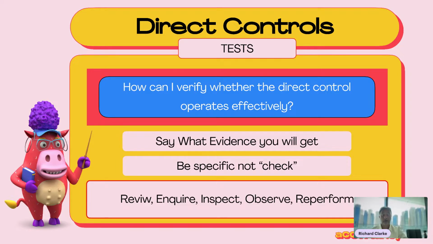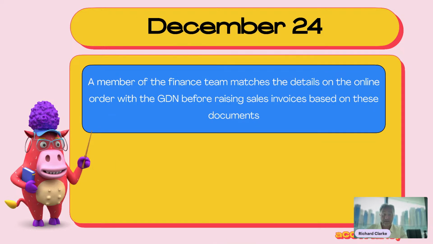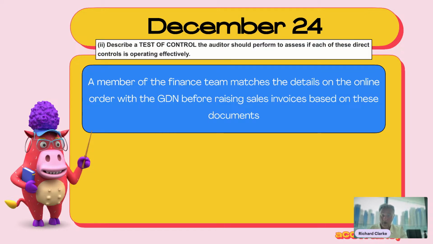I've given you a bit of help here, even though I've spelt it wrong. Review. So you can review things. You can inquire with people. We've seen that already. You can inspect things. We've seen all that already. We can observe it happening, or we can re-perform the test. So remember, there's lots of different answers that you could come up with, and the test is 1 mark, not half a mark.